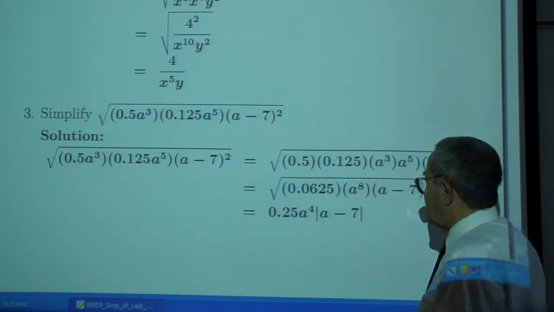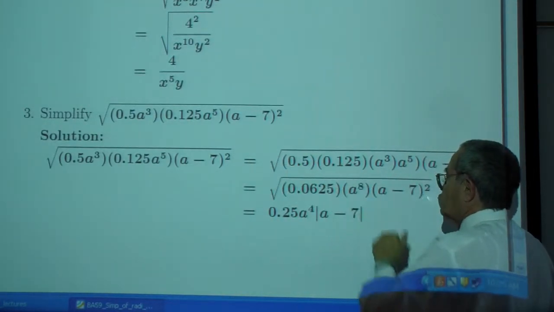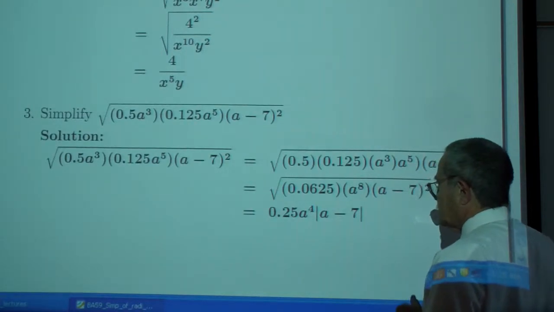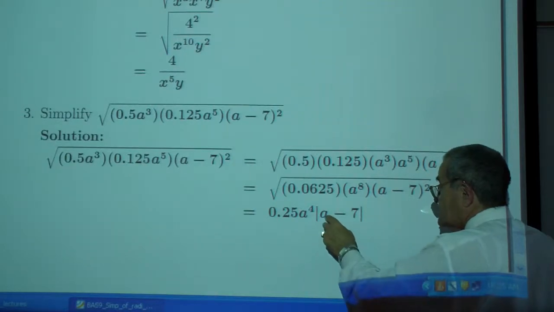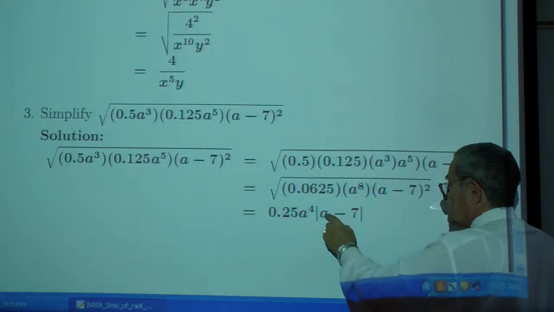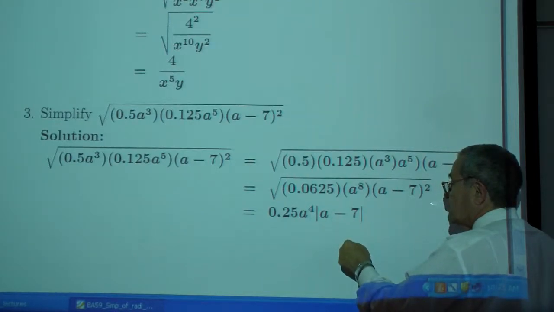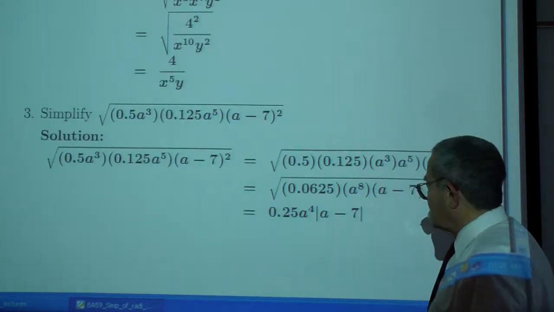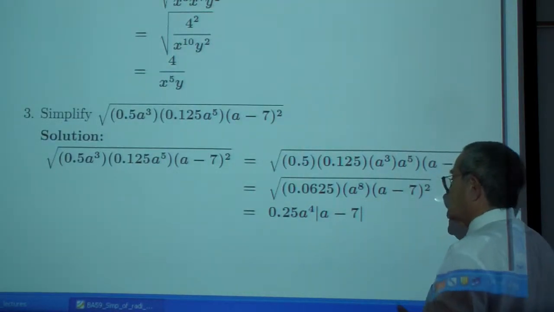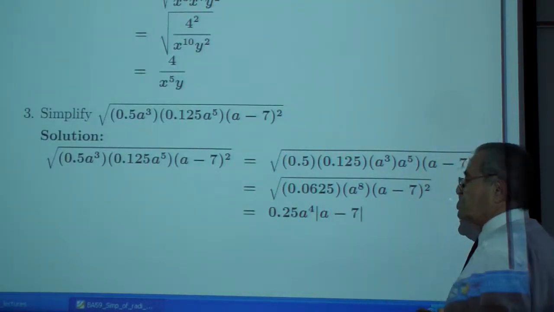Sometimes authors say all the letters stand for positive numbers, then you don't need absolute value, unless a minus 7, even if a is a positive, let's say positive 2, this still comes out to be negative. Absolute values should really be in here. Although some authors are not very careful with that.